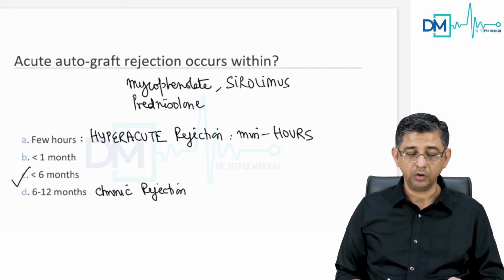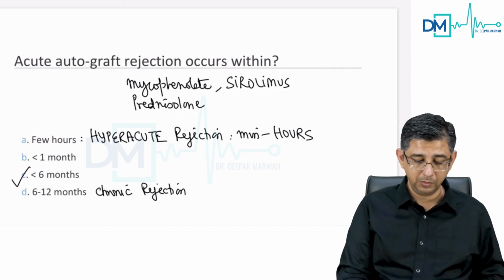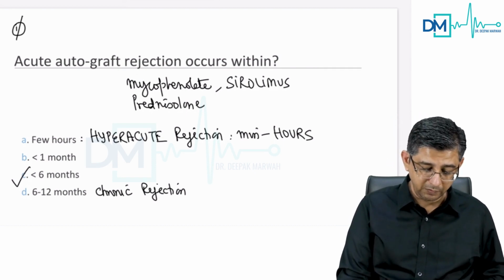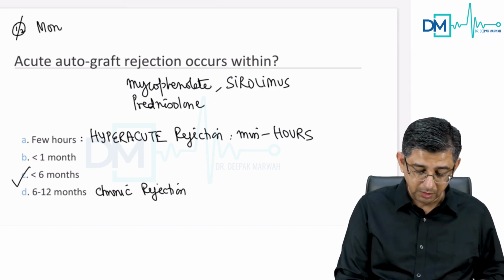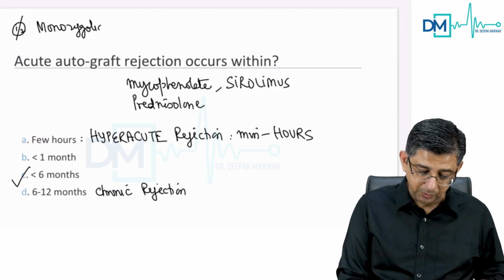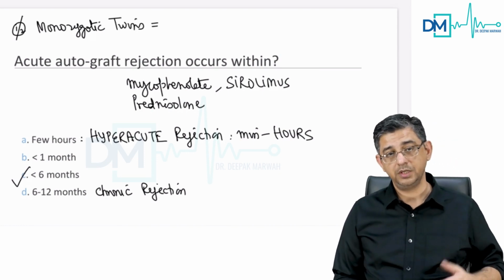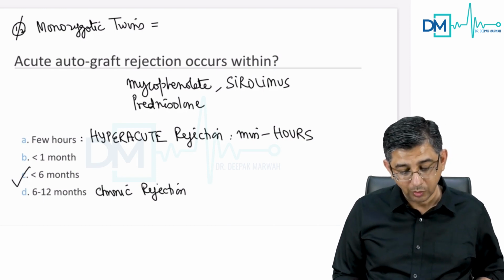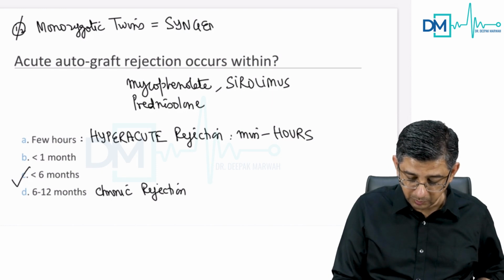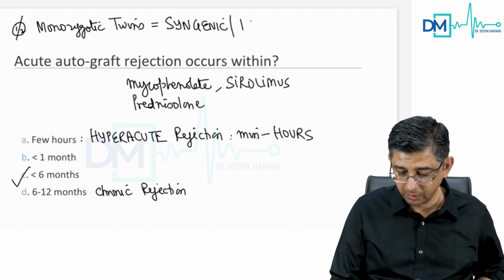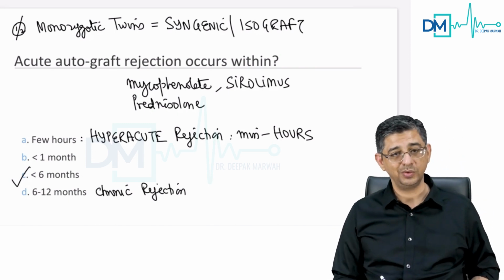So rejection will always occur whenever a person is partially matched. Obviously complete match is only possible if two babies are developing from the same fertilized egg, that is monozygotic twins. In those circumstances, you are unlikely to have a rejection because both the babies would have similar genetic material. So that kind of transplant is called syngeneic transplantation, or an isograft.